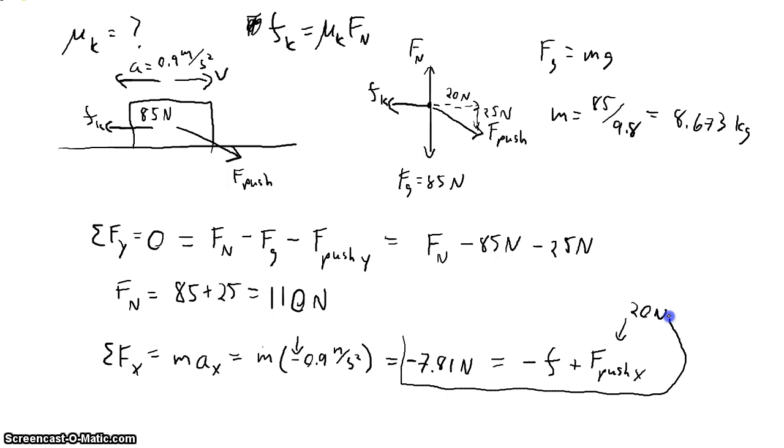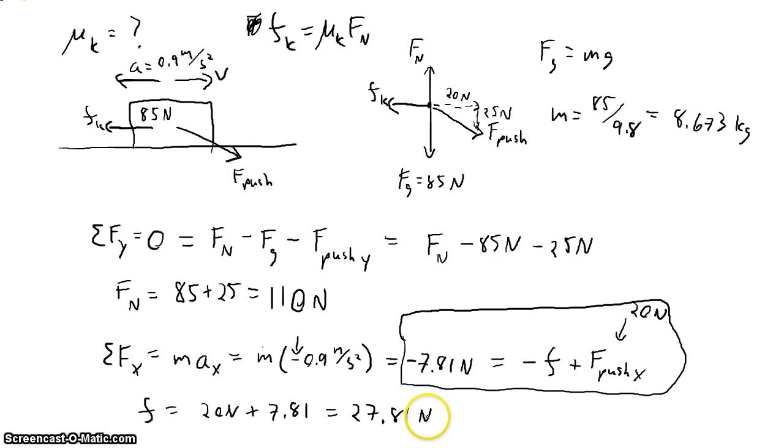So given this relationship here, you see that we can solve for the friction. Friction force is going to have a strength that's equal to 20 newtons plus 7.81, which is simply 27.81 newtons. This is the force of kinetic friction in this particular situation. And if that's the strength of the friction force, then we can use the equation we wrote up here to solve for mu sub k, because we already calculated the normal force earlier on in the problem.